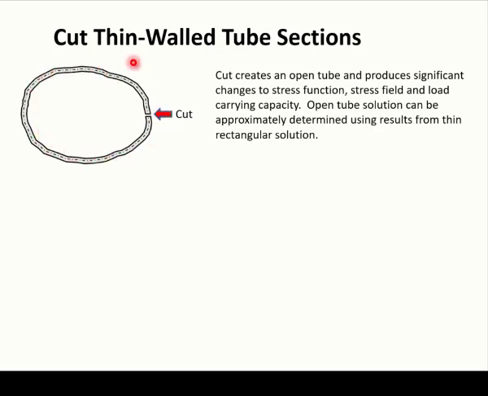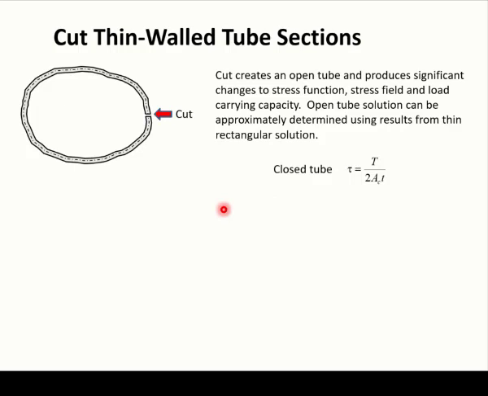So what happens, for example, if you want to find your shear stresses in this region? When you have a cut, it becomes an open tube, and that significantly changes your stresses and stress functions. If you want to find your stresses in this open tube, this is more of a case of the thin rectangular solution. If you want to compare them, this is the result we just got for the closed tube: if you want to find your shear stress, this is the equation for a closed tube.